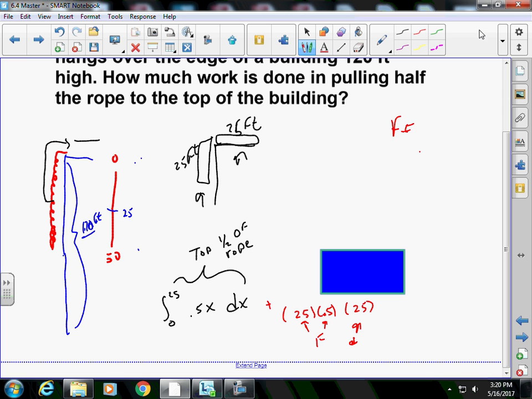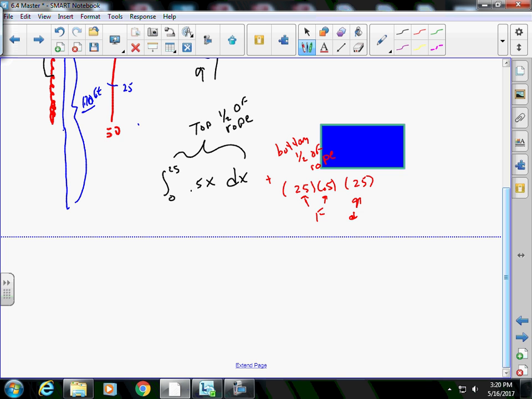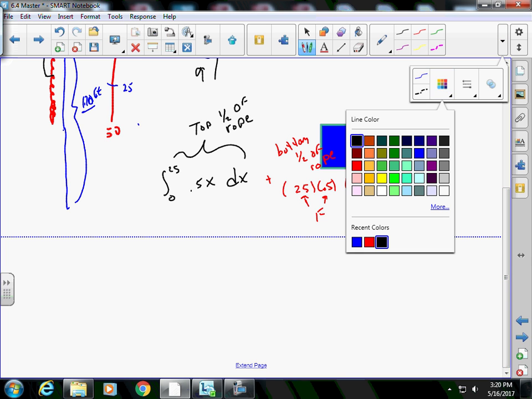So the work is force times distance. My force, again, is the length of the rope, 25 feet, times its weight, 0.5, because each foot is worth 0.5 pounds. And this is the bottom half of the rope. What's in black, it's integrated. What's in red doesn't have to be integrated.